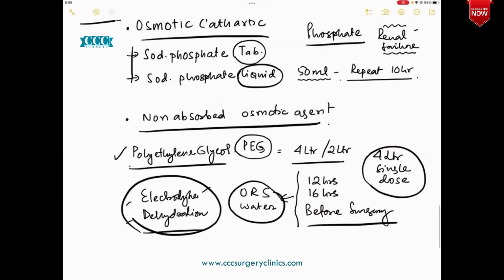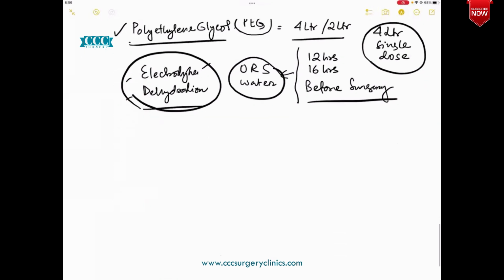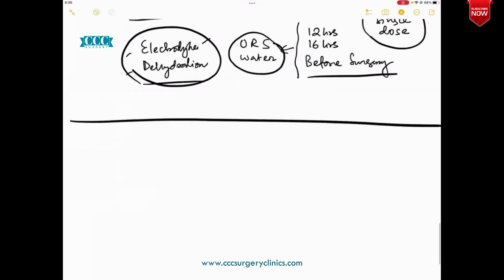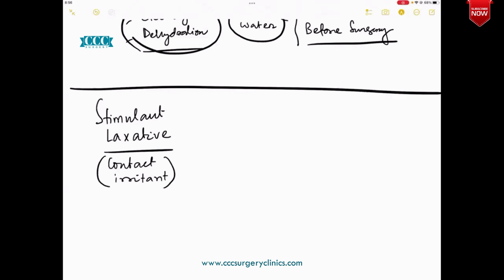Now, if these are the basic agents, the non-absorbed osmotic agents, we come to the third category, something called a stimulant agent. A stimulant laxative is something that is known to kick the bowel and do the action, or better called a contact irritant of the bowel. What is this contact irritant?